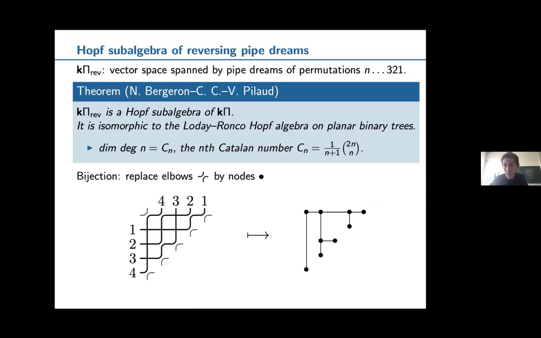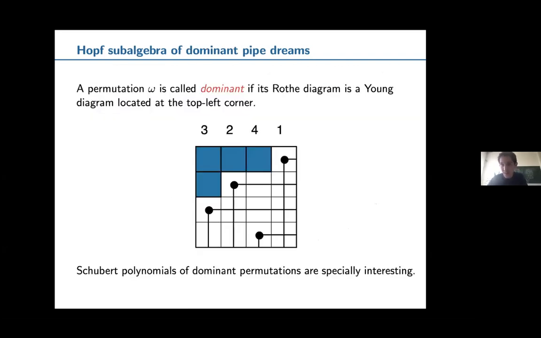Okay, so let me give you one which is even more interesting. And in order to define this Hopf subalgebra, I need to tell you what a dominant permutation is. A permutation is called dominant if its Rothe diagram is a Young diagram located at the top left corner. So what is the Rothe diagram of a permutation?